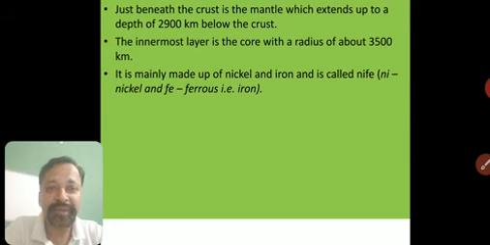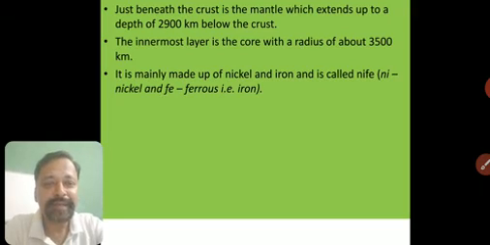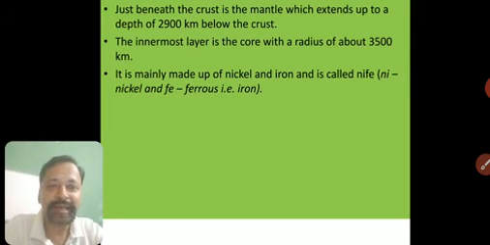Here also, it is mainly made up of nickel and iron. So it is called nickel, Ni, iron. Iron is ferrous. Ferrous means iron. So we call it Fe. So they call it Nife. Yeah, Nife is the name for core. This is mainly made up of nickel and ferrous.